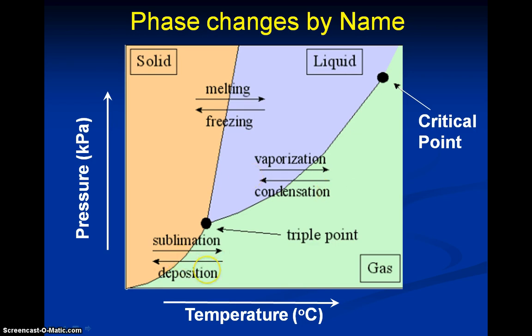And then the less known ones are going directly between a gas and a solid. So going from a solid directly to a gas is sublimation, and going directly from a gas to a solid is deposition. And so that happens when we change temperature or pressure and are able to cross this line here.